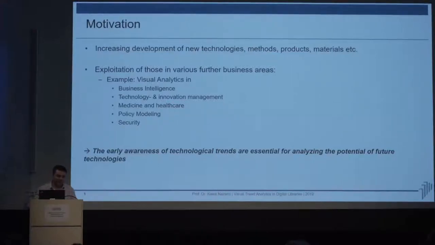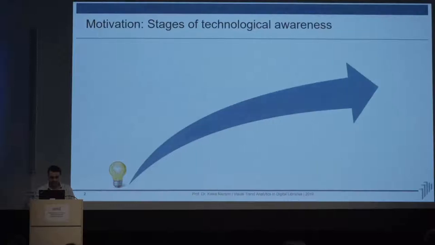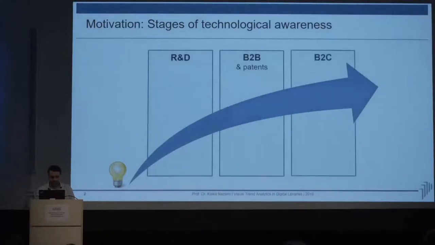And that's another measurement of relevance that could be considered, perhaps not in your study. So, the stages of technological awareness are like this: commonly, the first steps are in research and development. You have algorithms, for example LSTM, that is used in nearly every mobile phone with speech recognition, but the first publication was a publication in research and development.